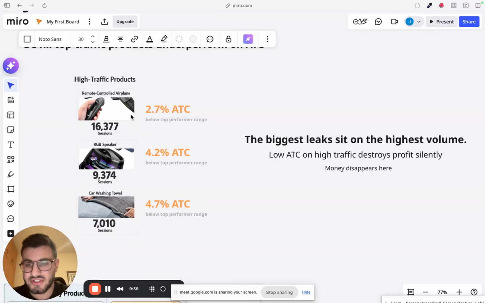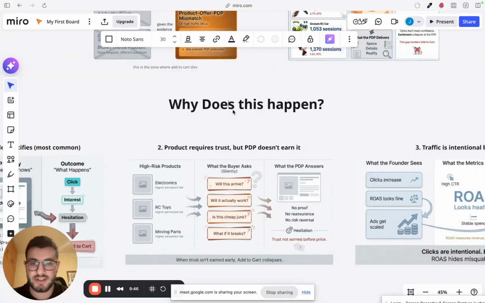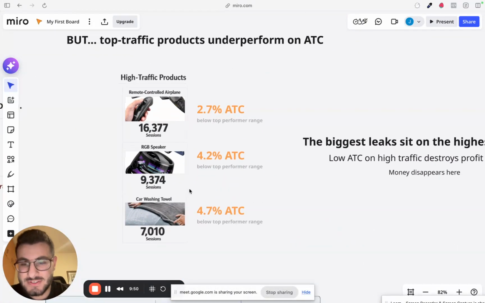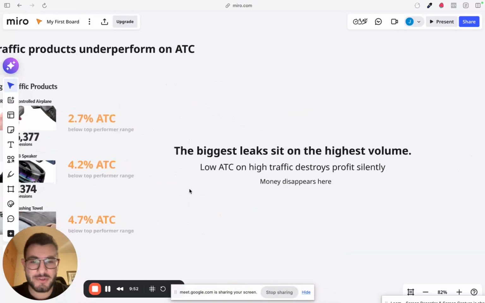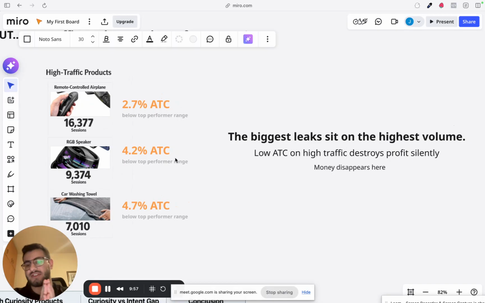There are multiple reasons for that, actually three reasons. I'll explain them down below. So why does this happen? I'll get to it. Your biggest leaks sit on the highest volume. The products getting the most volume have the biggest leaks.